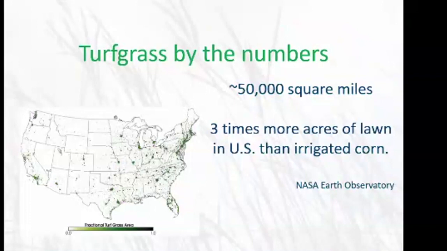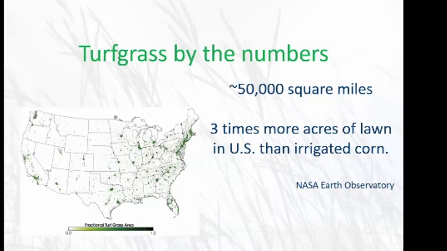So even for those of us that really appreciate our turf grass lawns and have some space where we have recreation in our yards, I hope we can all agree that we might have just a little bit too much turf in the United States, where we have about 50,000 square miles of turf in the US. That's more than 3 times the acreage of irrigated corn that we have. And I think it's even more important that we think about where that turf grass is located.